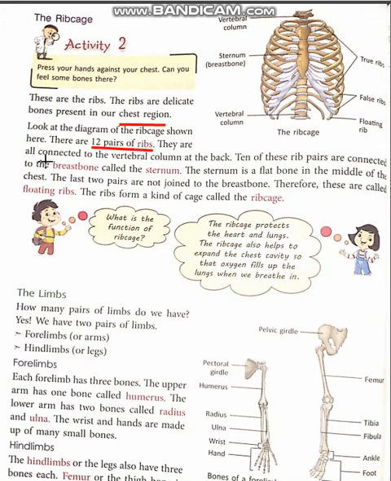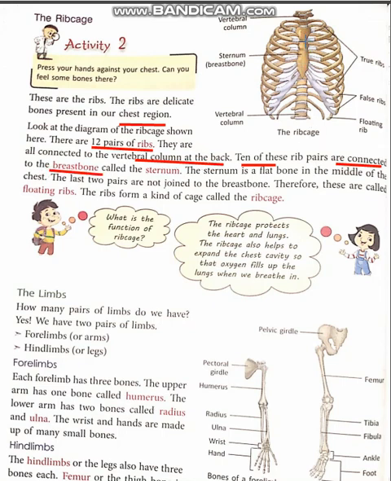These all are connected to the vertebral column at the back. Now look at their structure. From the back, they are connected to the vertebral column. Out of these 12 pairs, 10 pairs are connected to the breastbone.